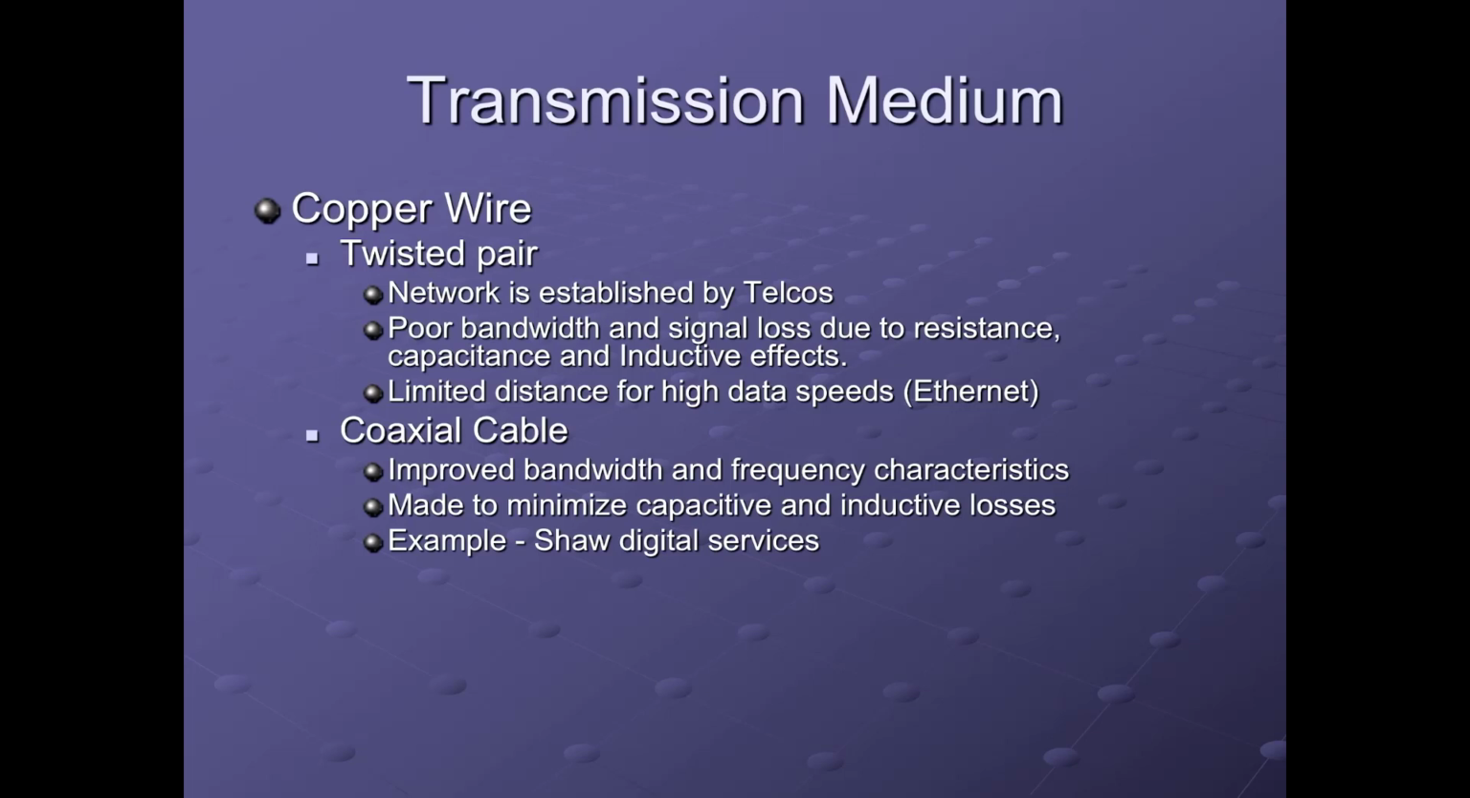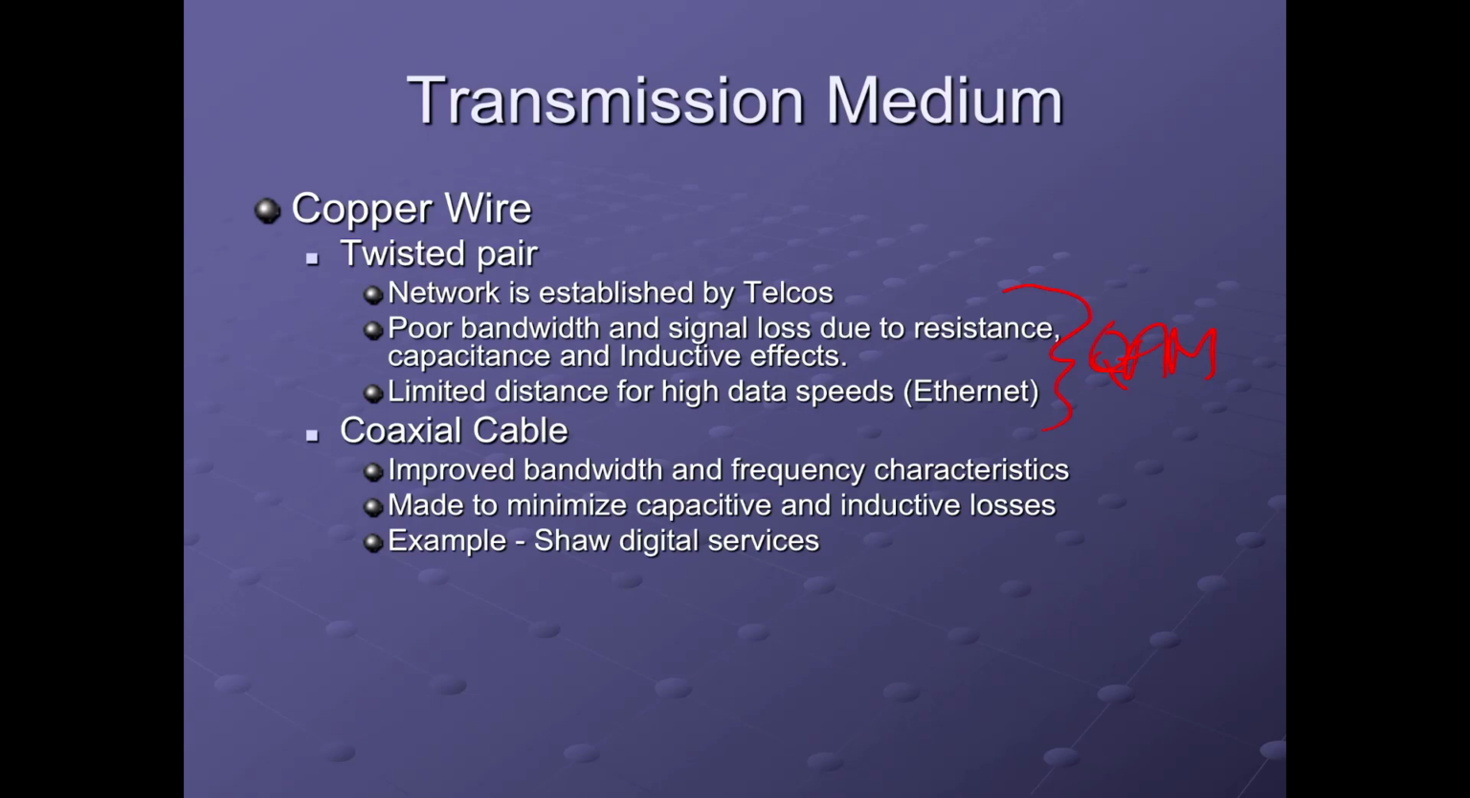So what do we generally have? Poor bandwidth and signal loss due to resistance, capacitance, and inductive effects, like we talked about. It's got limited distance for high data speeds like internet speed or Ethernet speeds, but of course, Comm is what really allowed, sorry for being messy there, Comm is what really allowed this to still be a viable data connection.